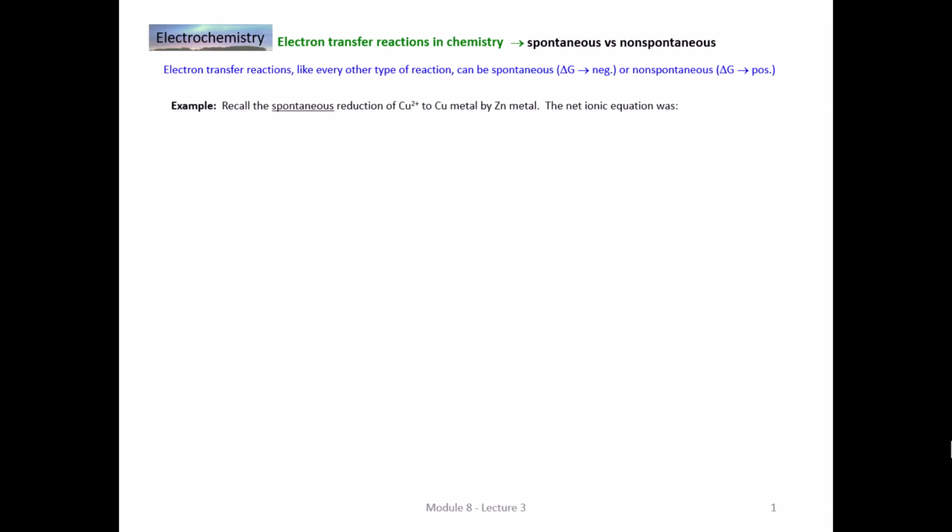Now, redox reactions, like every other type of reaction, of course, can be spontaneous, negative delta G, or non-spontaneous, a positive delta G. If you recall the spontaneous reduction of copper 2 plus ion to copper metal by zinc metal, this was shown in the previous lectures to be a reaction that's quite spontaneous, where copper metal actually forms on the surface of zinc metal as copper ions are reduced. The net ionic equation for this was solid zinc plus copper ion going to zinc ion plus copper metal.